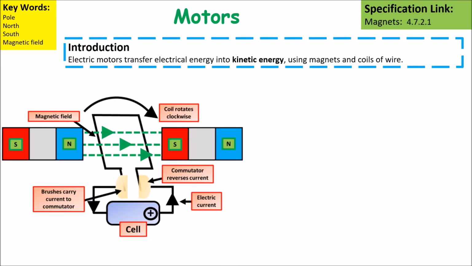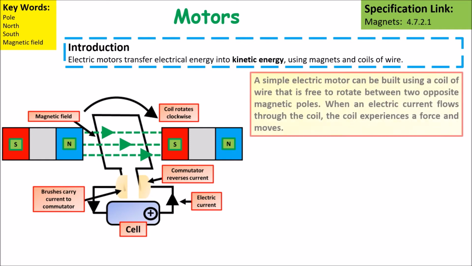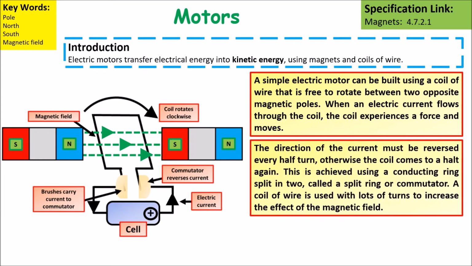Electric motors transfer electrical energy into kinetic energy. So a simple electric motor can be built using a coil of wire. This is free to rotate between two opposite magnetic poles. When an electric current flows, the coil experiences a force and moves. The direction of the current must be reversed every half a turn, otherwise the coil would come to a halt. This is achieved by using a conducting ring split in two, called a split ring commutator.